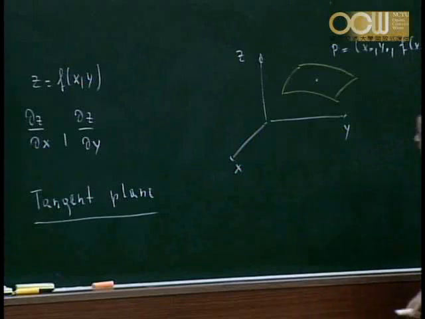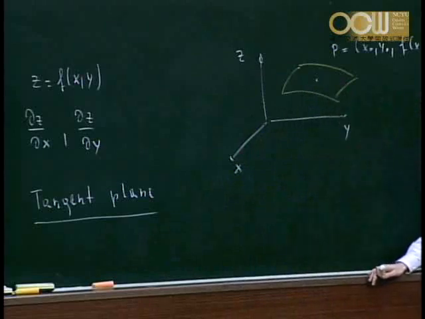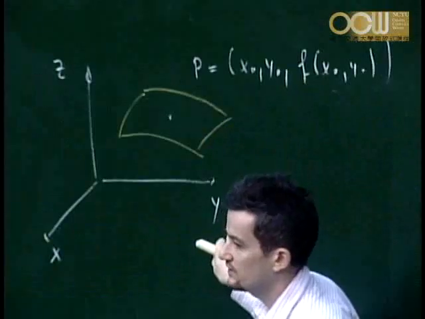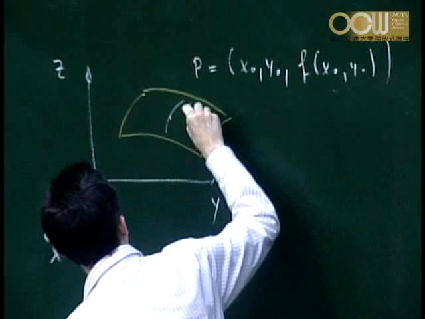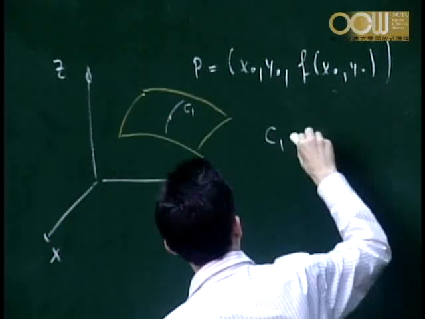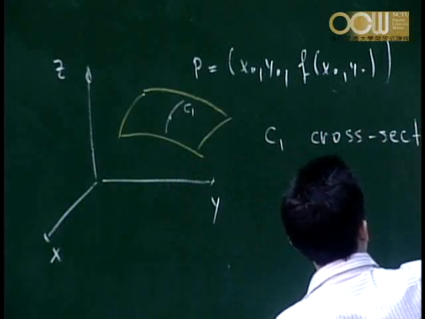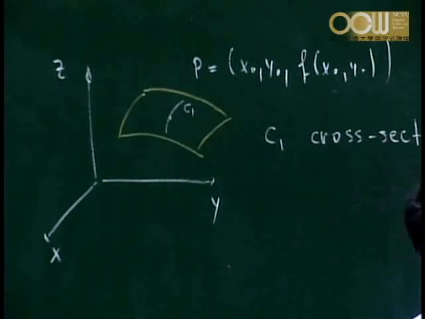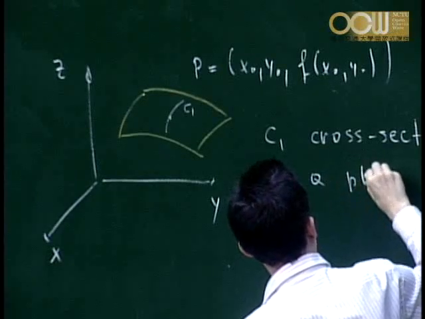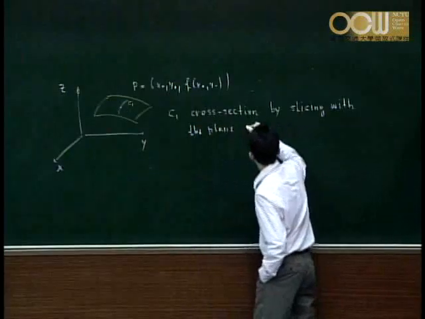Okay, now if we slice this surface here by the plane y equals y0, then we get a cross-section, a trace, which might look like this here, C1. So C1 is the cross-section by slicing with the plane y equals y0.